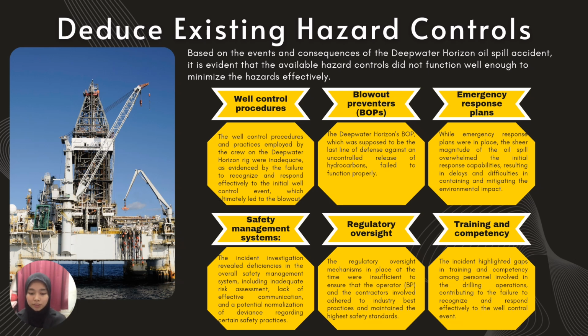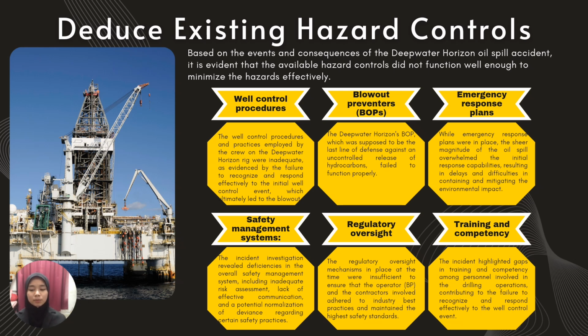Firstly, well control procedure. The well control procedure and practices employed by the crew on the Deepwater Horizon rig were inadequate, as evidenced by the failure to recognize and respond effectively to the initial well control event, which ultimately led to the blowout. Next is blowout preventers, or BOPs. The Deepwater Horizon's BOP, which was supposed to be the last line of defense against an uncontrolled release of hydrocarbons, failed to function properly.